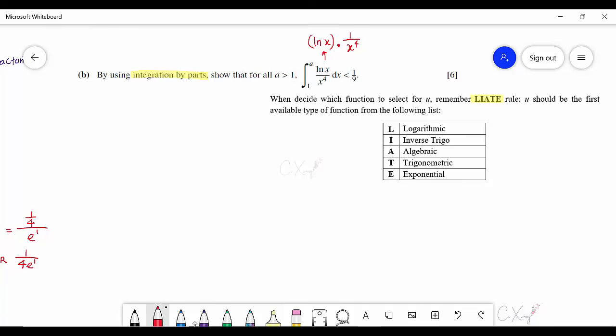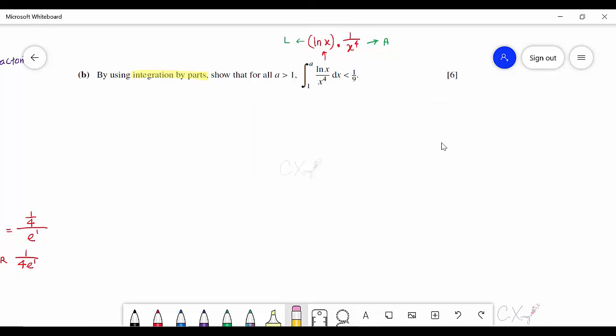For the ln x in our expression, ln x belongs to L, the logarithmic function. And then 1 over x power 4 is A, algebraic. Therefore, the higher one will be the u, and the lower one will be the dv. So this is how we choose which one is the u and which one is the dv.